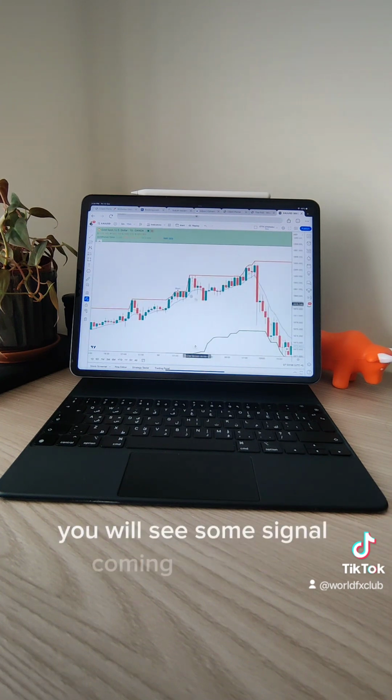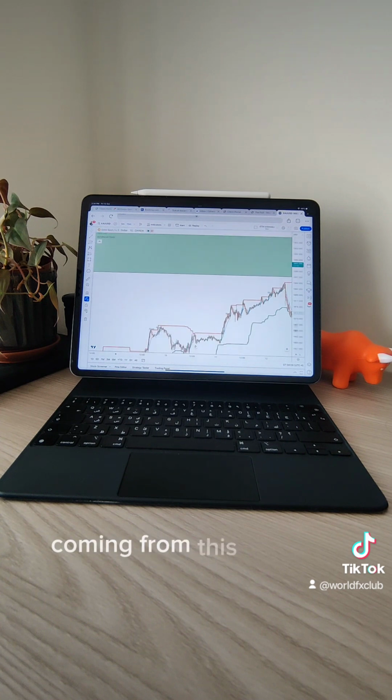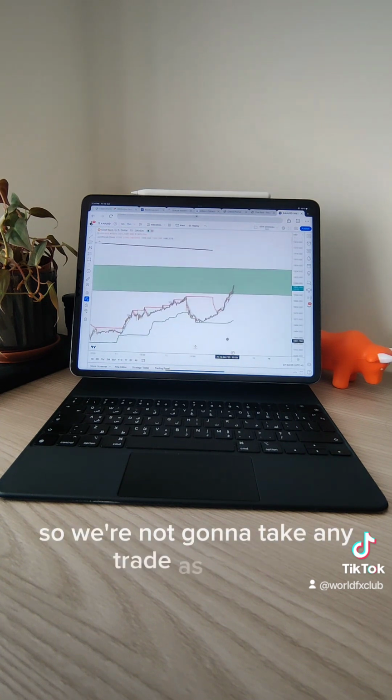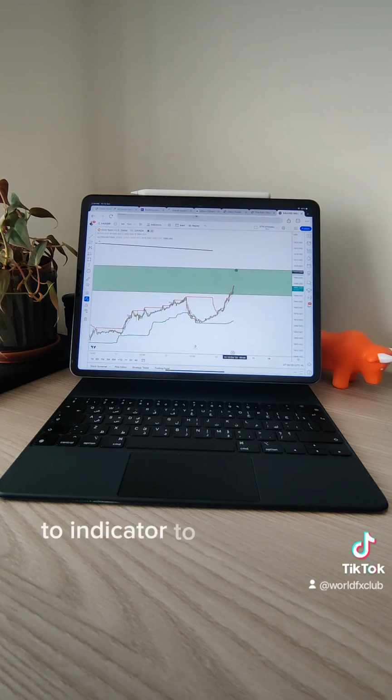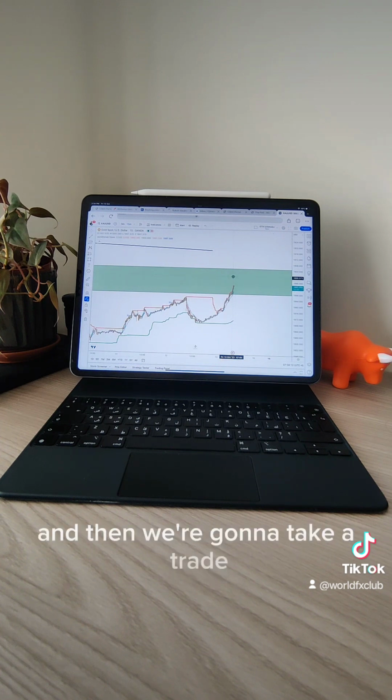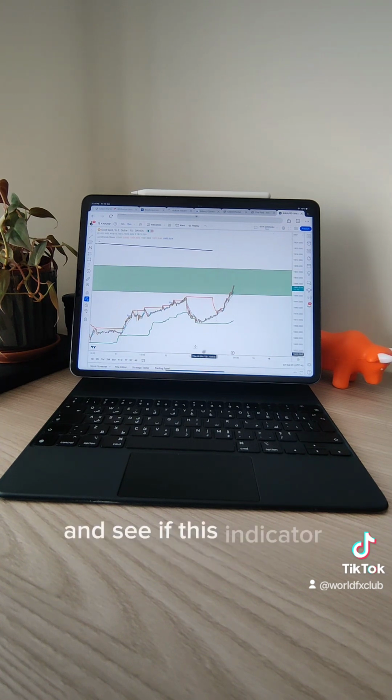you will see some signal coming up like this. You can see short coming up. But right now, we do not have any such signal coming from this indicator. So we're not going to take any trade as of now. We are waiting for the indicator to show a short signal, and then we're going to take a trade. Let's go back in history and see if this indicator works or not, right?